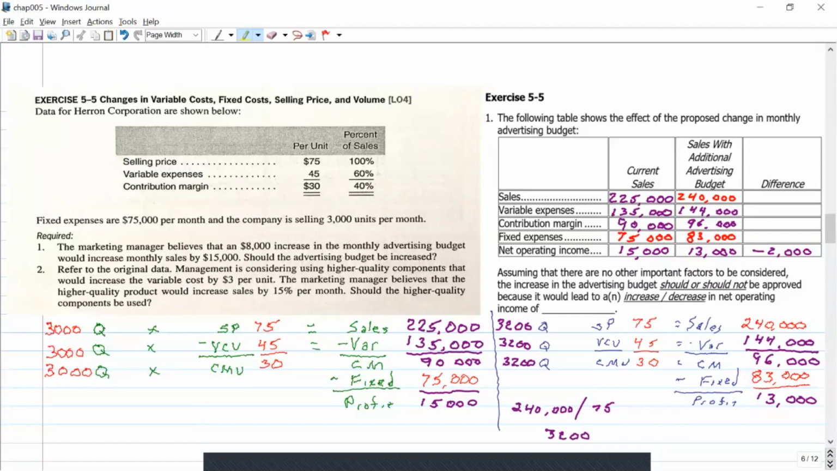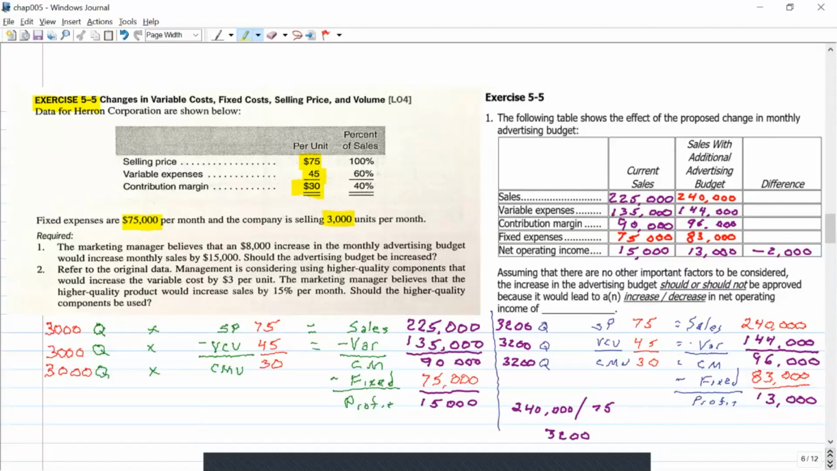Take a look at exercise 5.5. This is what I consider to be what-if analysis. So they give you the current situation with a selling price of $75, variable expenses of $45 per unit, and a contribution margin of $30 per unit. They tell you that the fixed expenses are $75,000 per month and that they're currently selling 3,000 units per month.